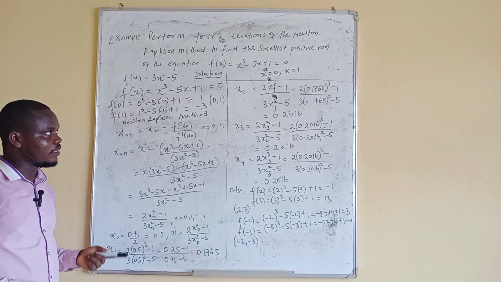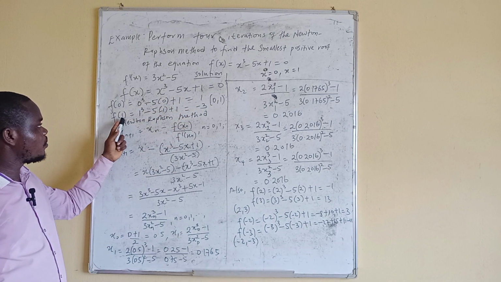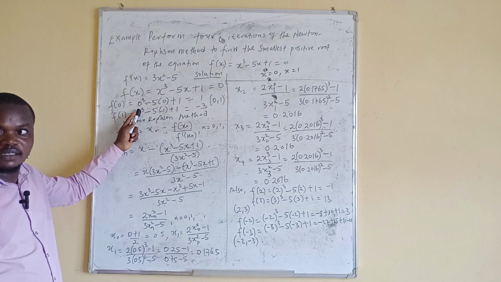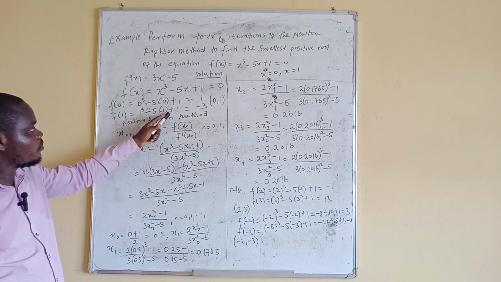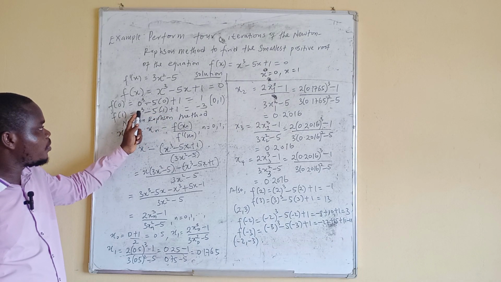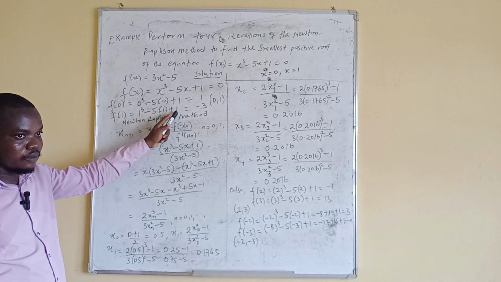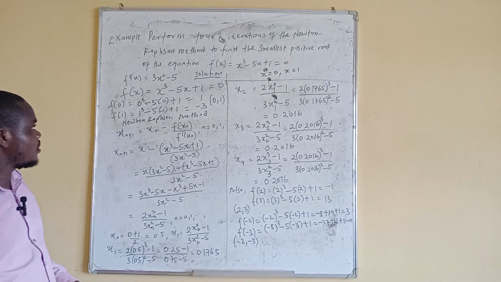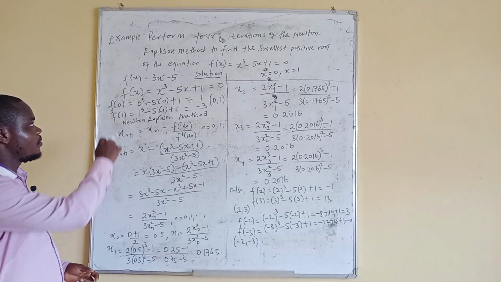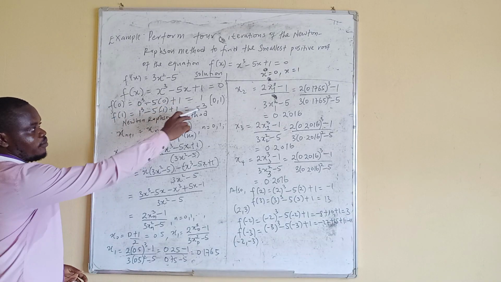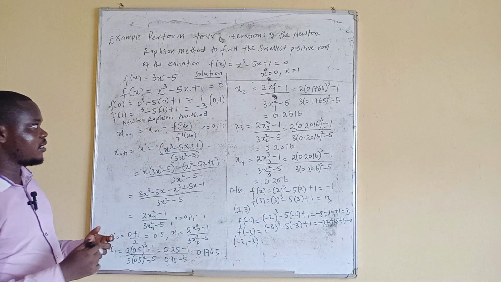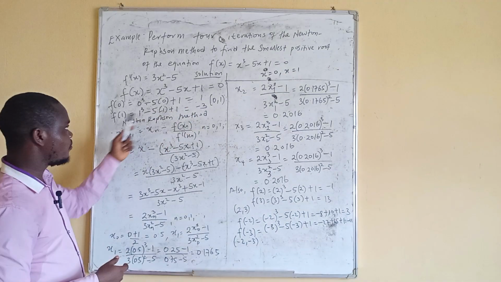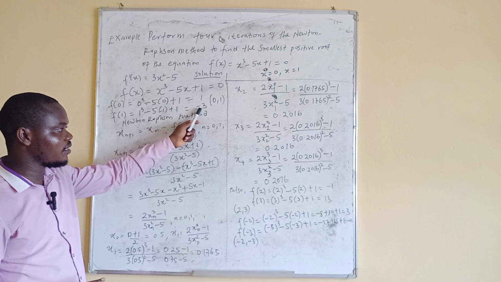Now, if you take x as 1, f(1) gives us 1³ - 5 × 1 + 1. Now, 1³ is 1, 1 plus 1 is 2, 2 minus 5 is -3. Now, you notice that f(0) is 1 and f(1) is -3. There's a change in sign for these values. Here is plus, here is minus.